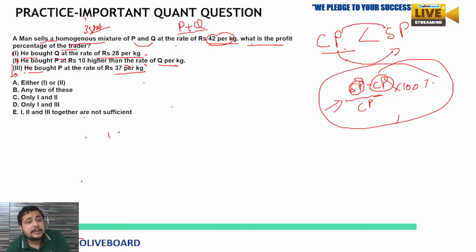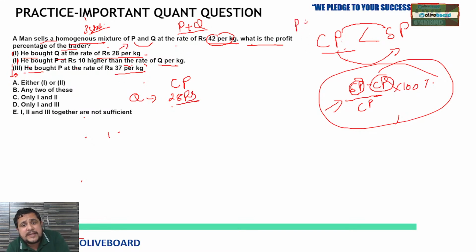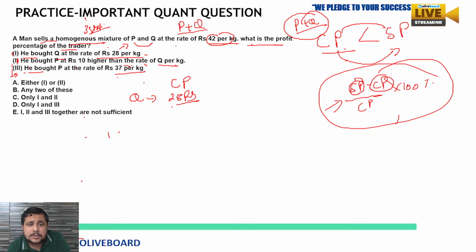Now tell me, is this possible to solve? First one: he bought Q at the rate of... the cost price of product Q is given. So that is 28 rupees. But by the help of that, can we get the cost price of P and Q together? That is needed, then only we can get the profit percent. Are you getting my point, everyone? So see, statement 1 alone is not sufficient.